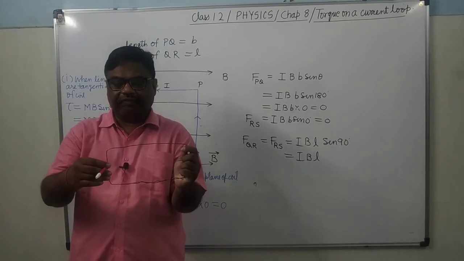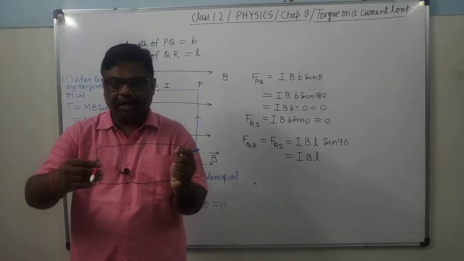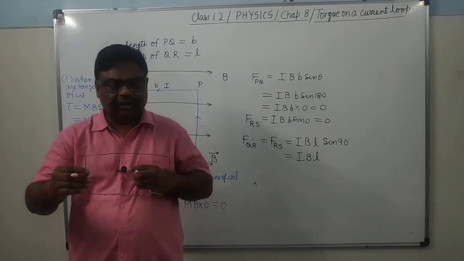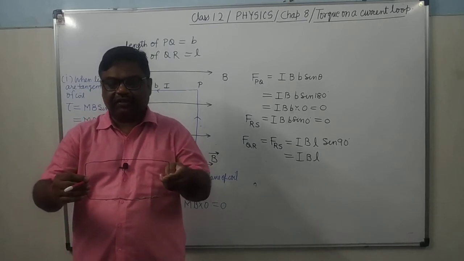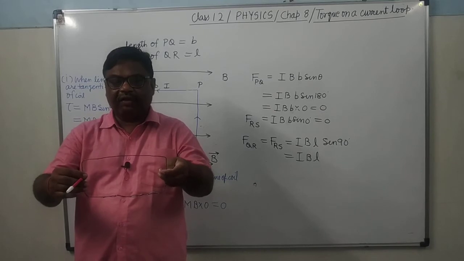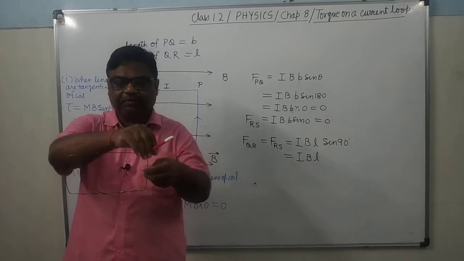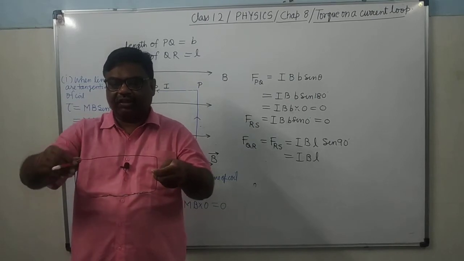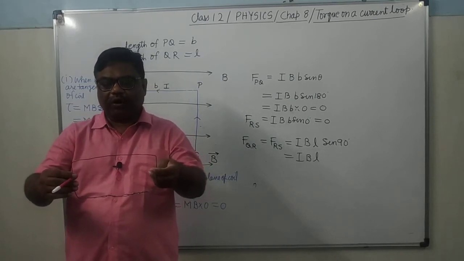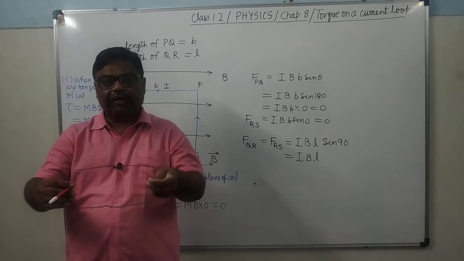This is its line of action along this pin, and here line of action is along this pin. It's clear. These line of actions are parallel. At what distance? Distance between them is equal to PQ. Distance between their line of action is equal to PQ. So what will happen? They will set up a torque.